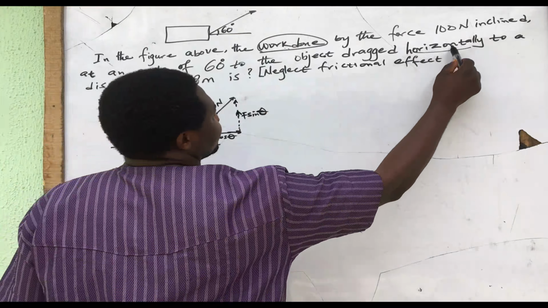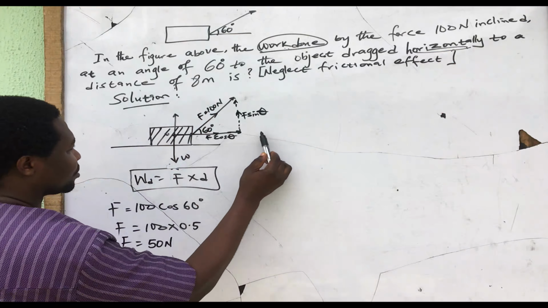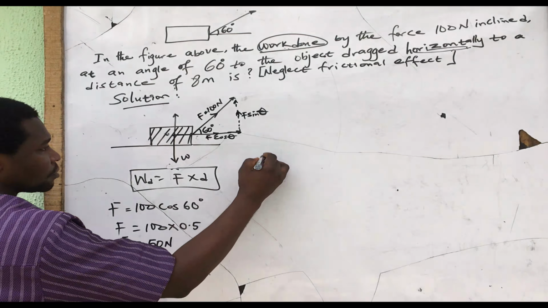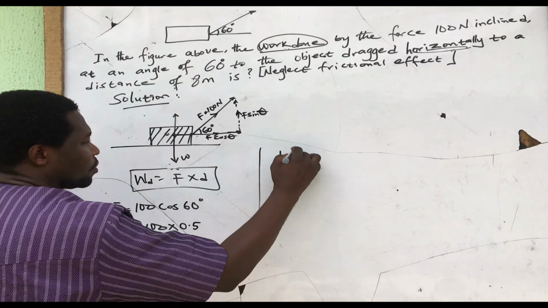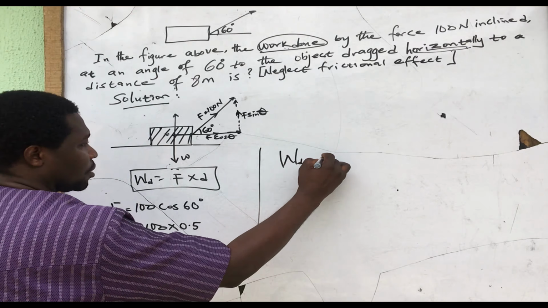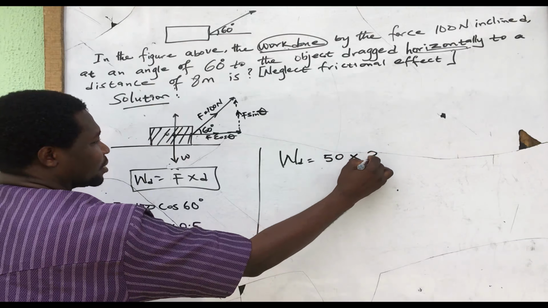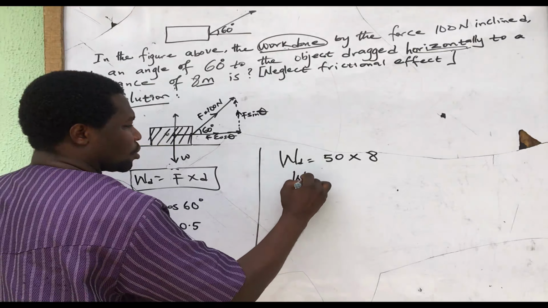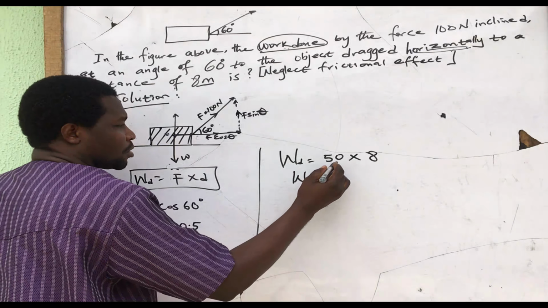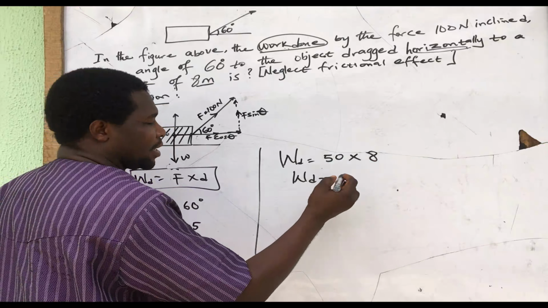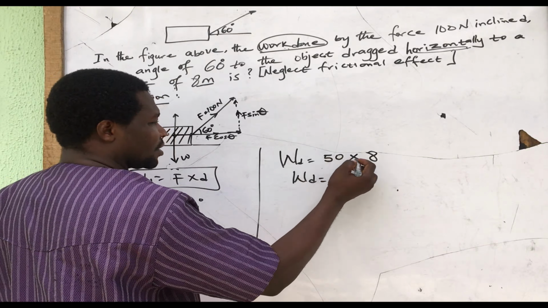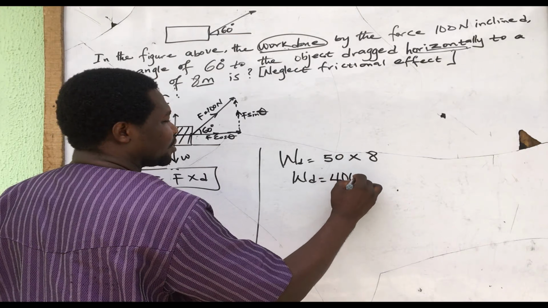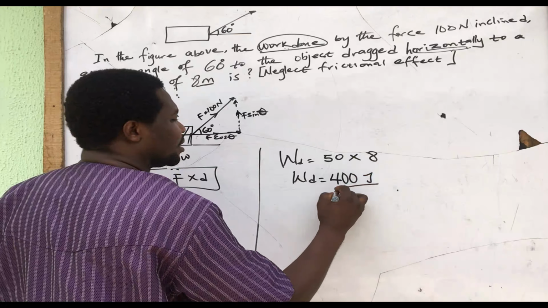To draw it horizontally, look at this. This is the horizontal force. Then the work done equals 50 times 8. If you multiply these together, 5 times 8 gives us 40, so the work done is 400 joules.